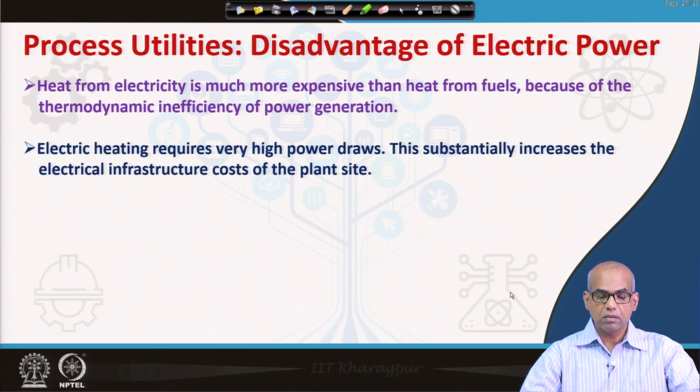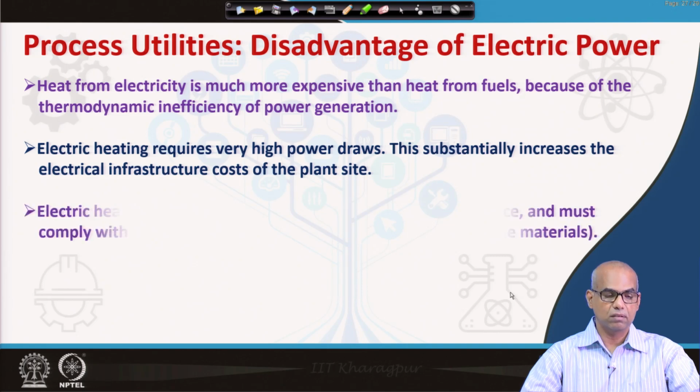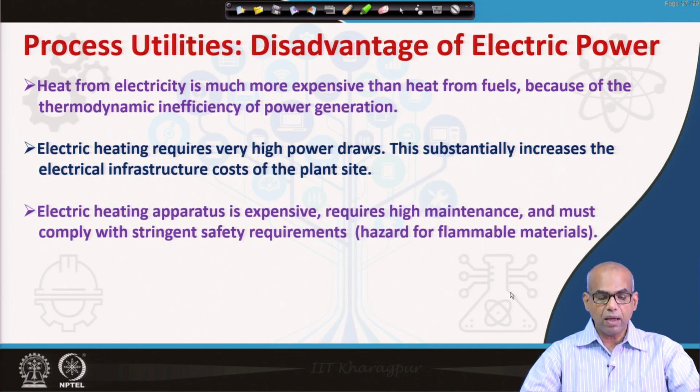Electric heating requires very high power draws. This substantially increases the electrical infrastructure cost of the plant site. Electric heating apparatus are expensive, require high maintenance and must comply with very stringent safety requirements. This may also be a hazard for flammable materials.